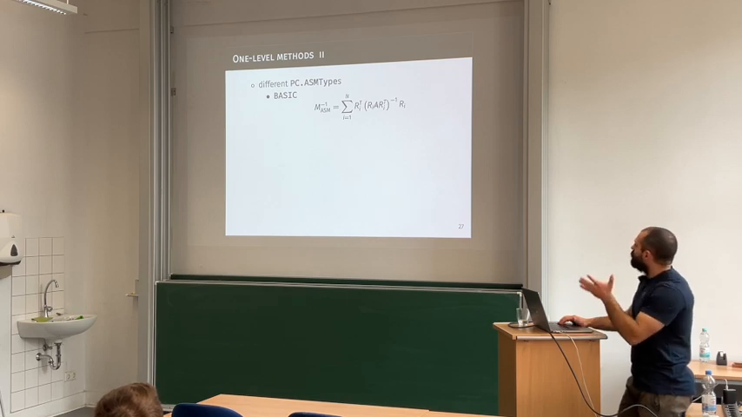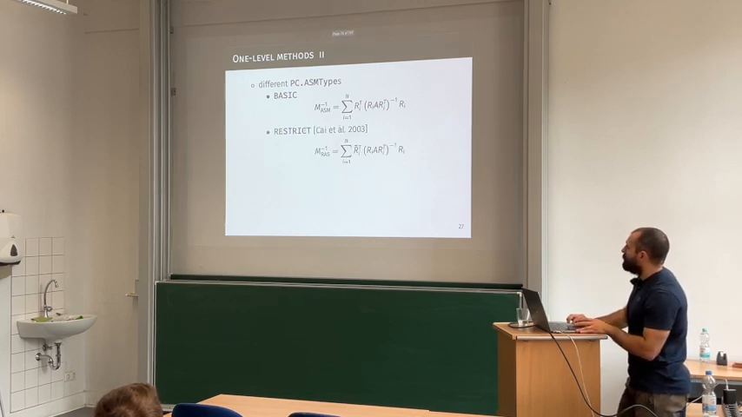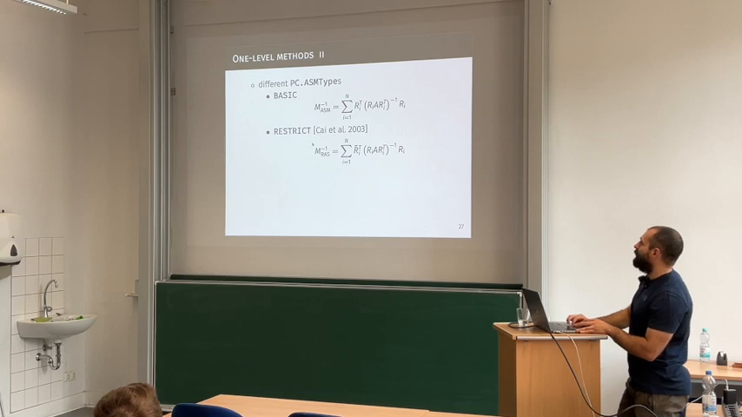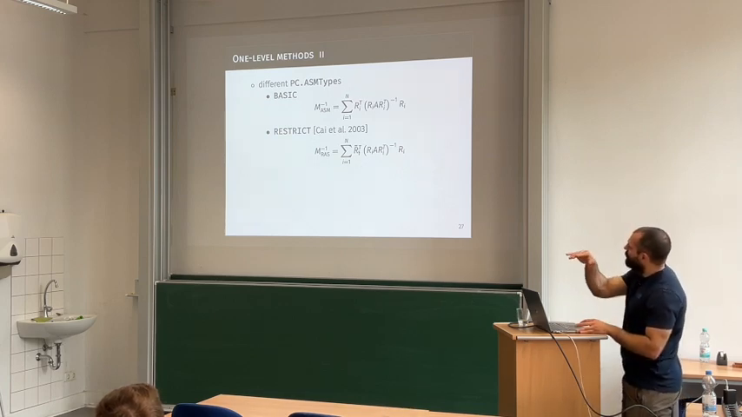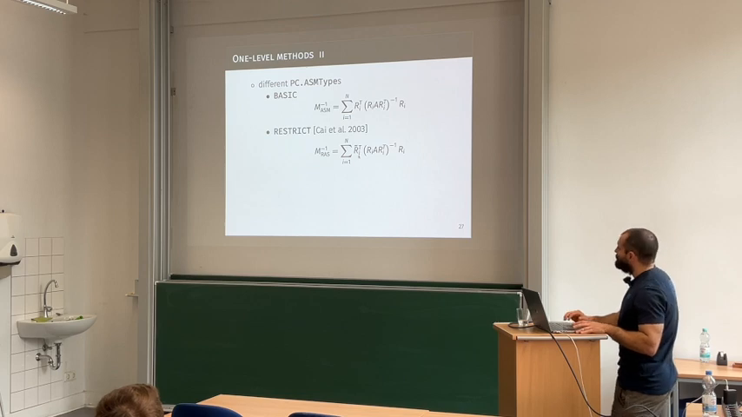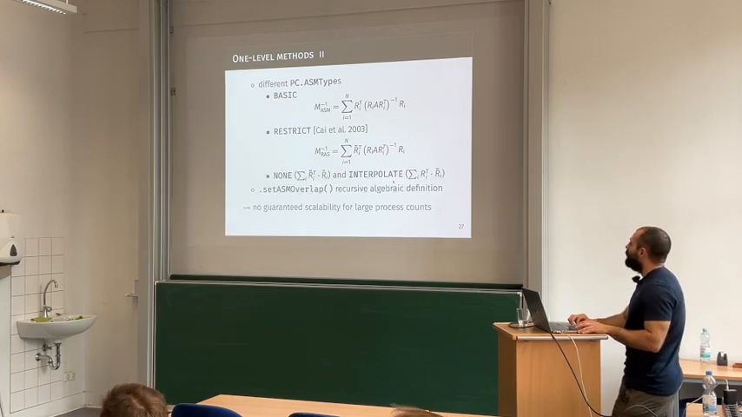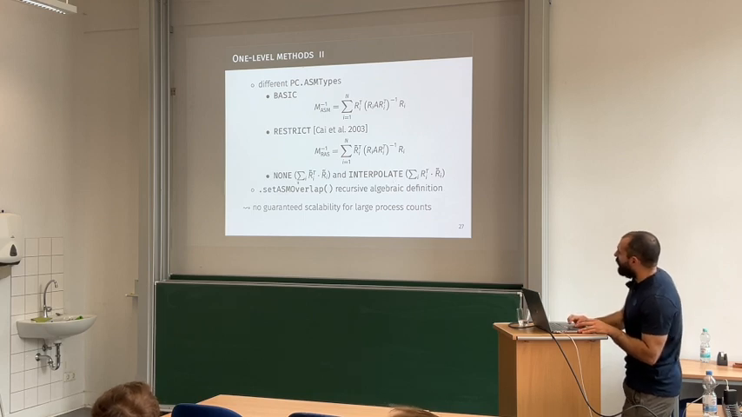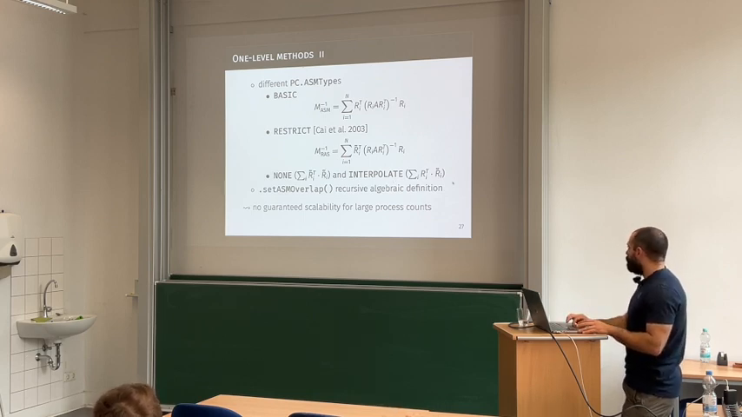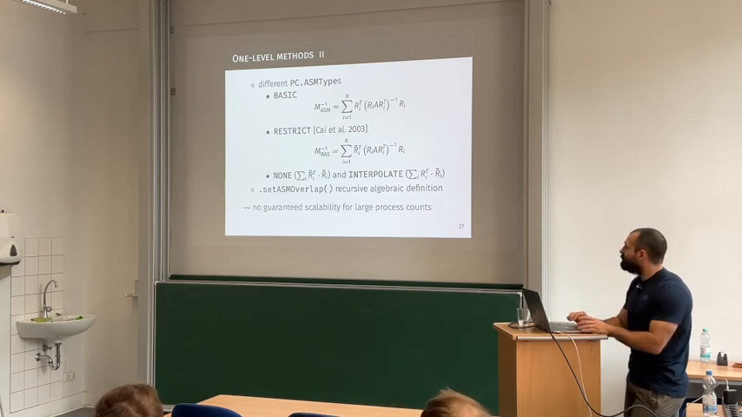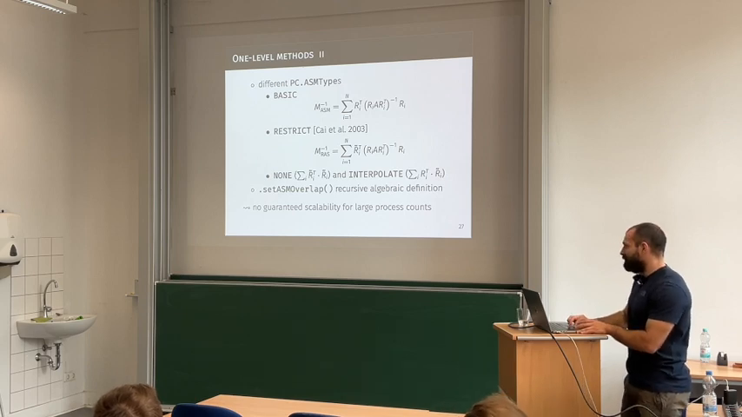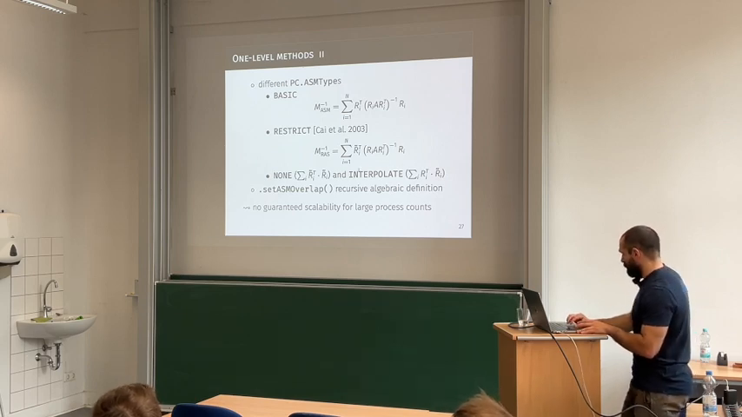And so there are a lot of variants. For example, there is the restricted additive Schwarz, where instead of the R_i on the left-hand side, you have the R_i tilde. And there are also the none and interpolate variants, which are basically combinations of R_i tilde either on the right-hand side or on both sides. But this is quite technical, and there is usually no need to play around with those methods.